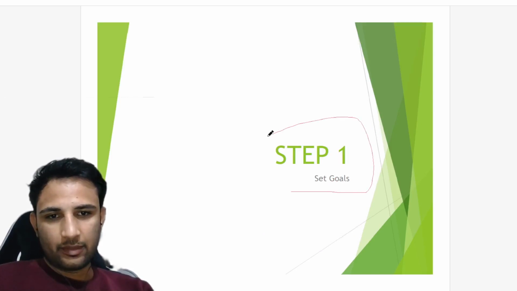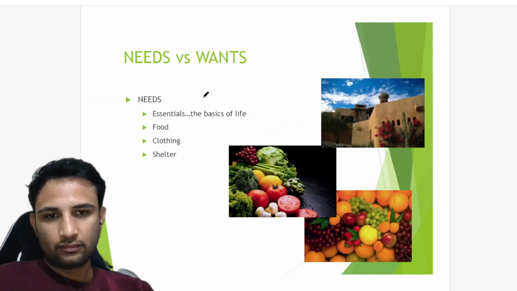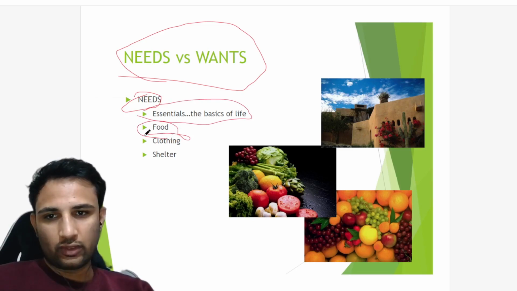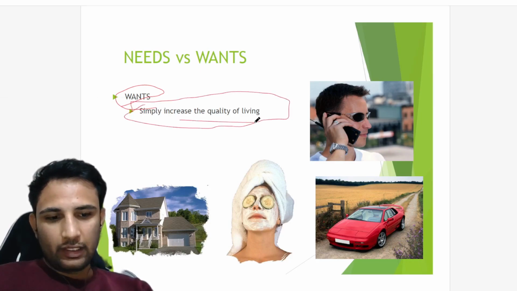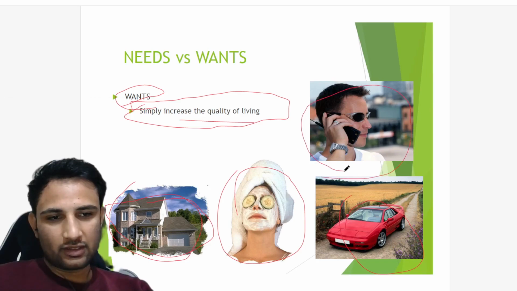So the first step is you have to set goals. You also need to distinguish between needs and wants. Needs are the essentials, the basics of life, which are food, clothing, and shelter. And wants are simply the things which may increase the quality of your living. Let's suppose you are buying a house in a good neighborhood, doing some personal care, you want to drive a nice car, or you want to have the latest technology or gadget.